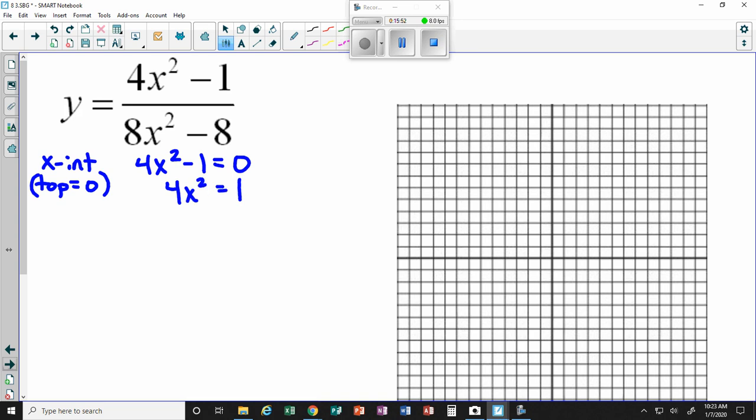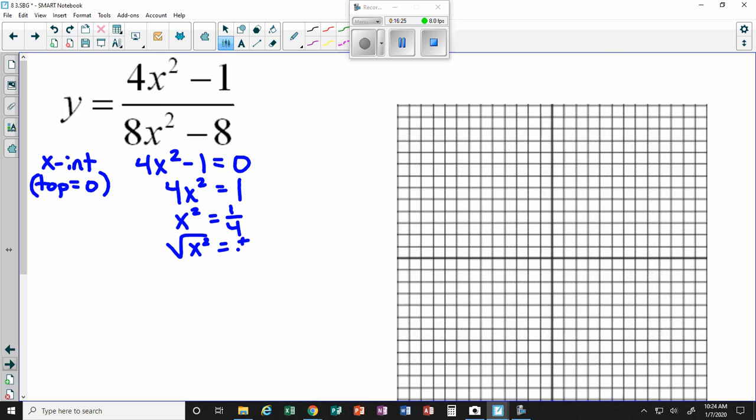Then what? Divide by 4. So x squared equals 1/4. Now what? Square roots. I'm doing a square, so I take a square root. What do I have to remember to do when I take a square root? You have to do both sides. Yep. What else do I have to remember? Plus or minus.